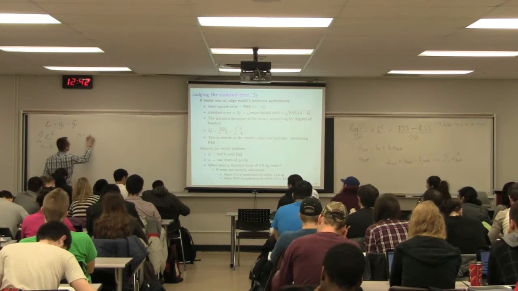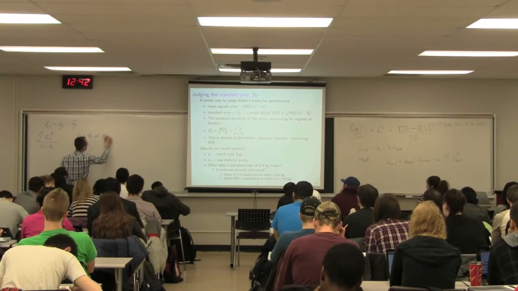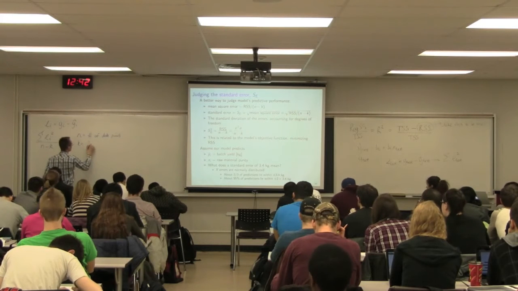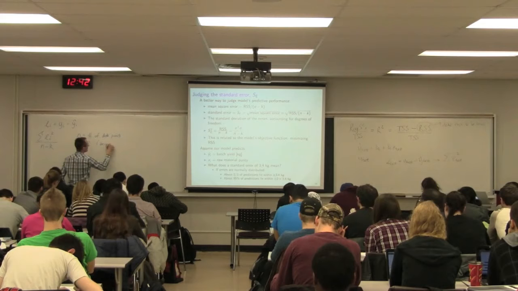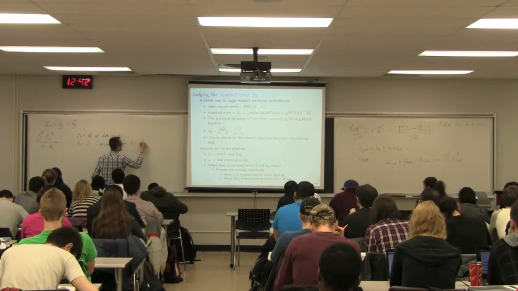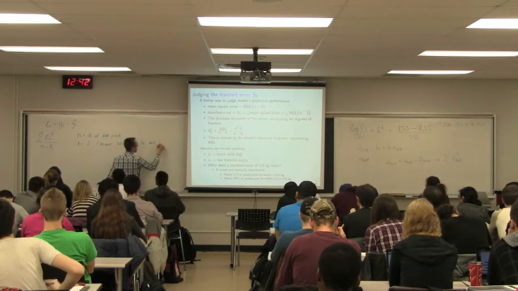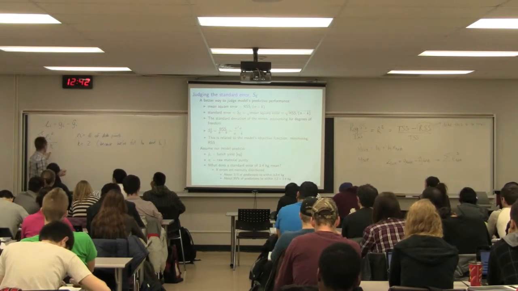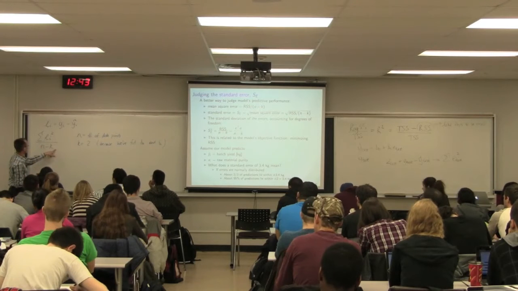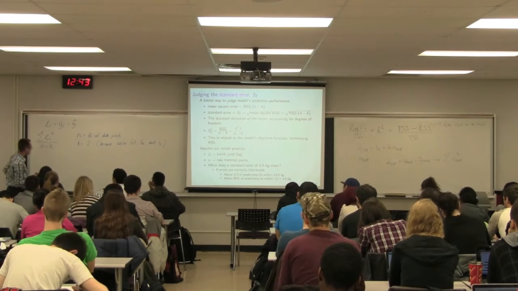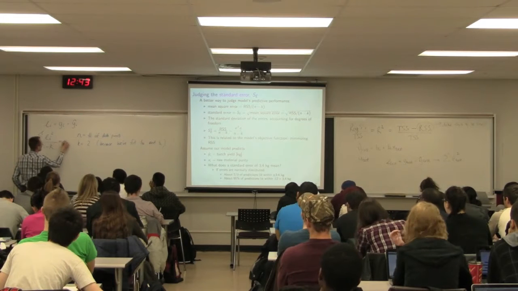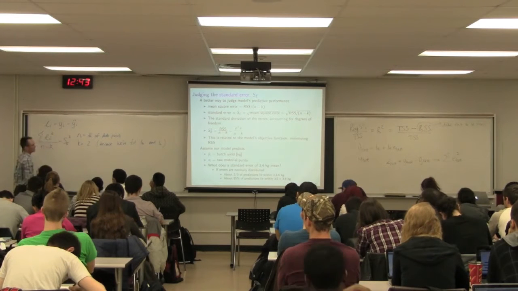N is equal to my number of data points, and k is equal to 2, because we fitted two parameters, v0 and v1. So the denominator is a constant term. It's n minus k, it's a constant value. The numerator here is the sum of squares of my residuals. This we call standard error squared.